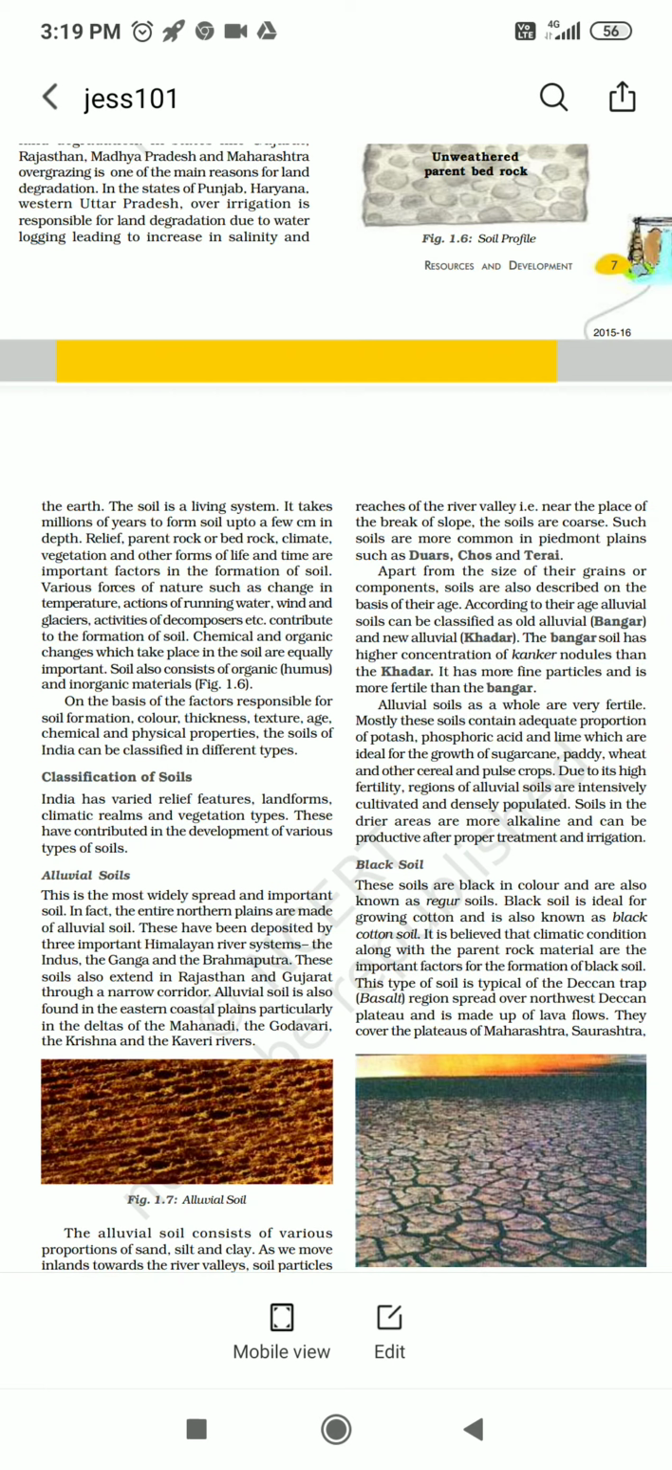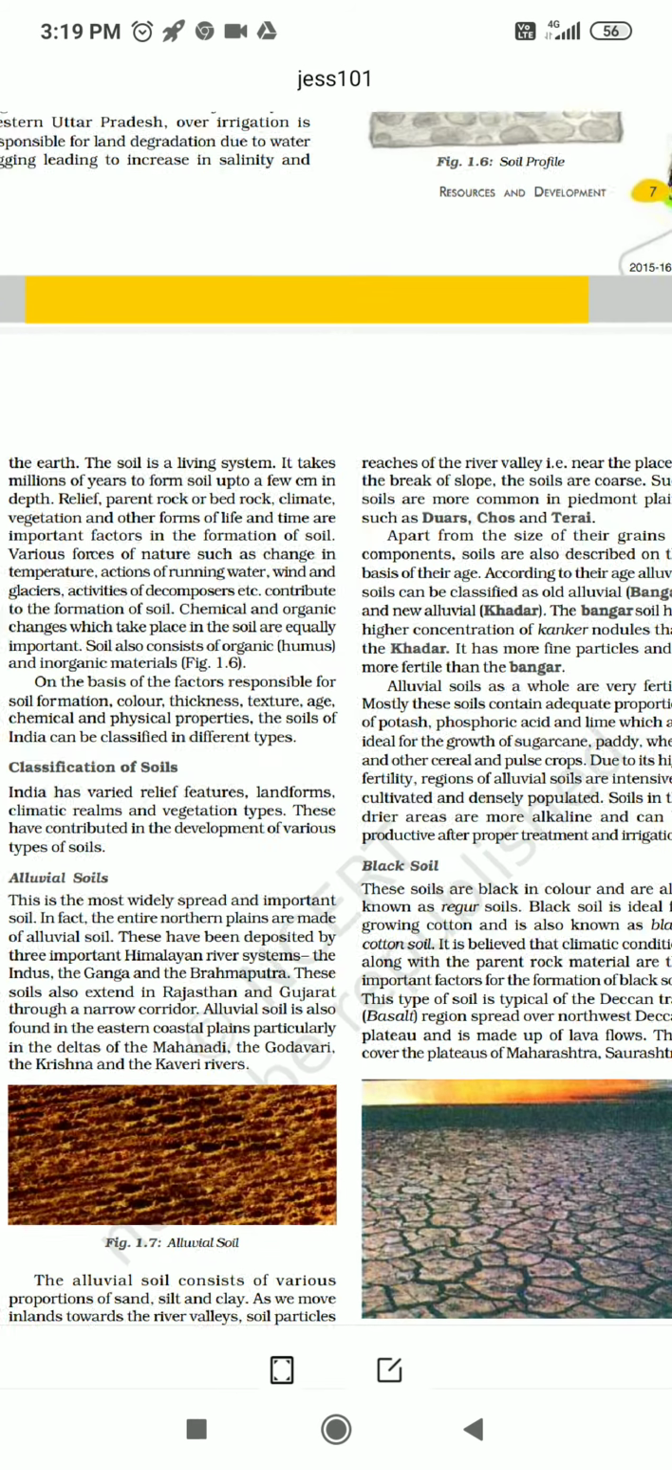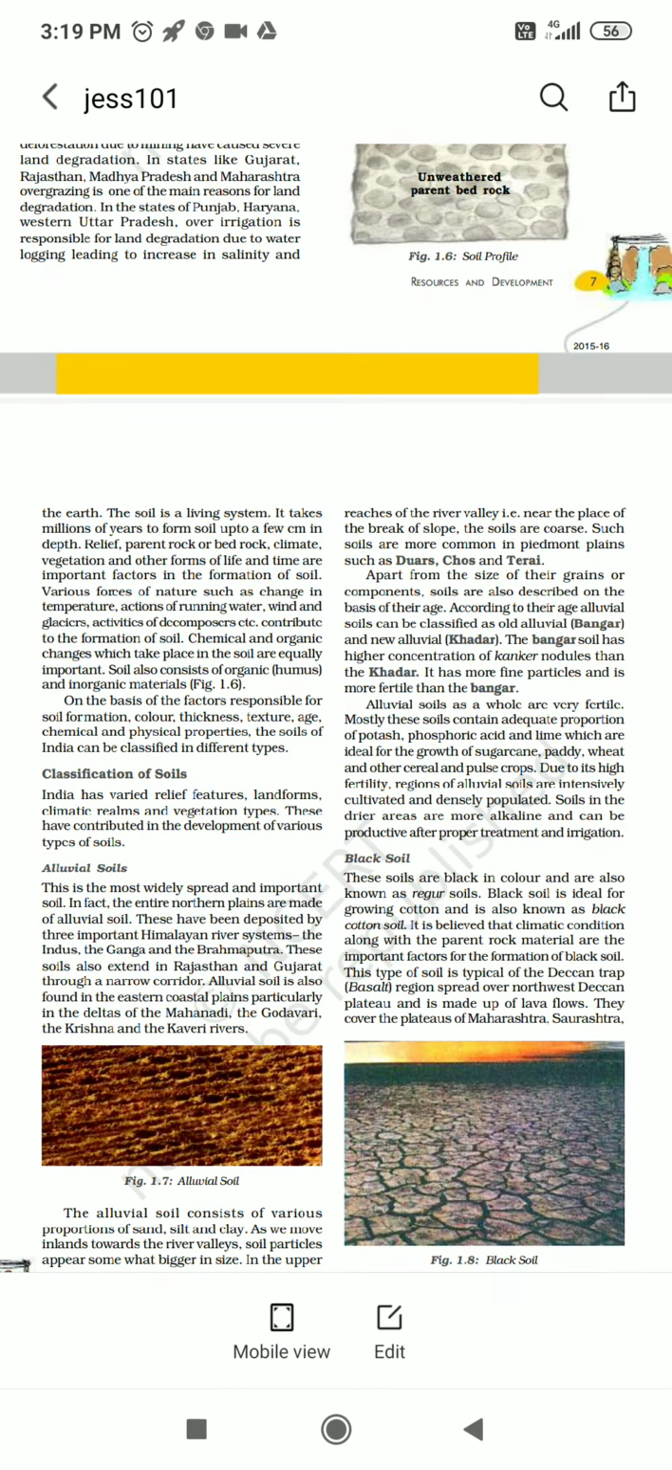Now let's move on to the other type of soil, that is black soil. Black soil is also known as Regur soil, and it is commonly seen in the Deccan Plateau region. It is good for cotton cultivation, and black soil is mainly of volcanic origin. Black soil is sticky in nature, and it is very rich in calcium carbonate, potash, magnesium, and lime, but it is poor in phosphorus.